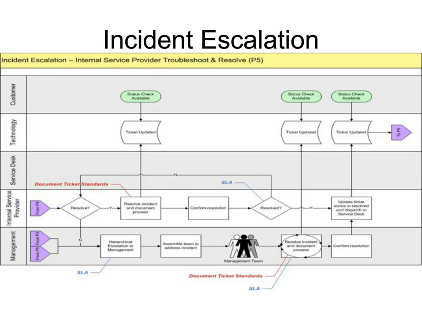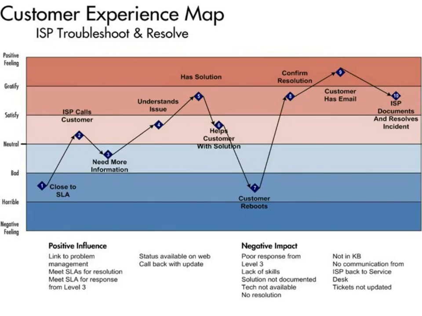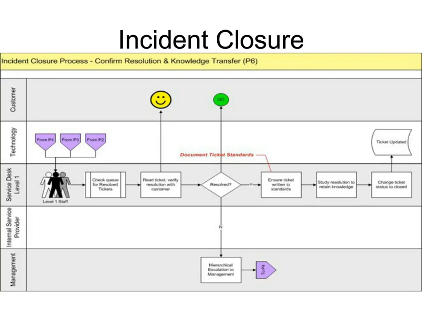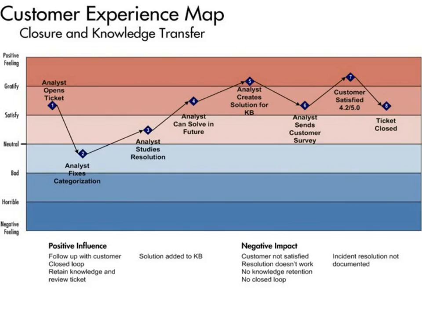The next slide shows us the escalation if we have to send it to management, if we have to send it to a more technical resource, what typically happens during that incident management process. And then, of course, the next slide shows us the customer experience map to that. The last one is the closure, which we all know is very important for capturing knowledge and helping us to improve incident management. And once again, I've provided a customer experience map to that final closure and transfer of knowledge back to level 1.